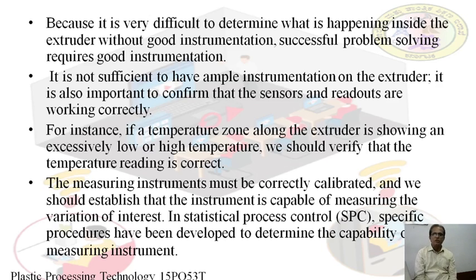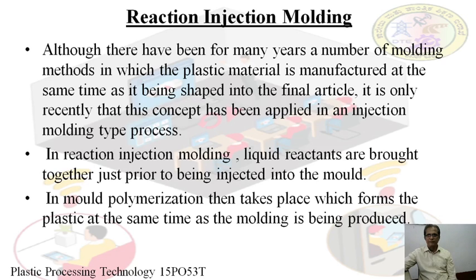The measuring instruments must be correctly calibrated, and we should establish that the instrument is capable of measuring the variation of interest. In statistical process control, specific procedures have been developed to determine the capability of the measuring instrument.